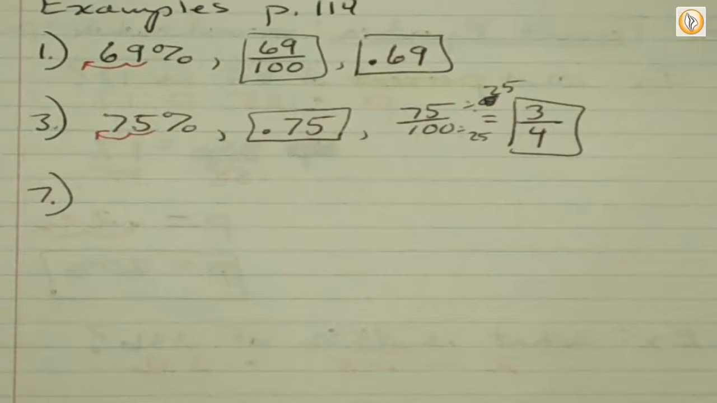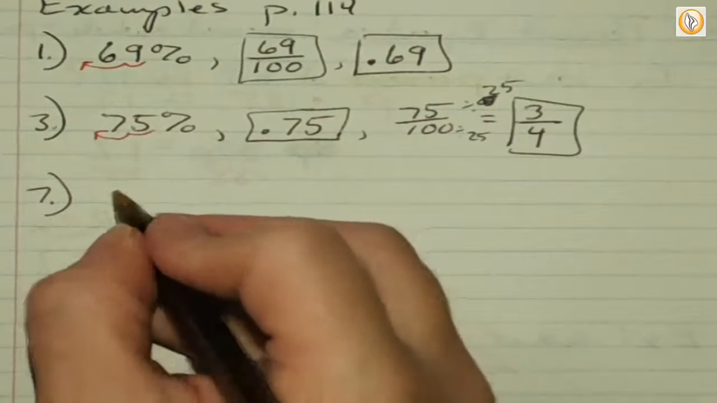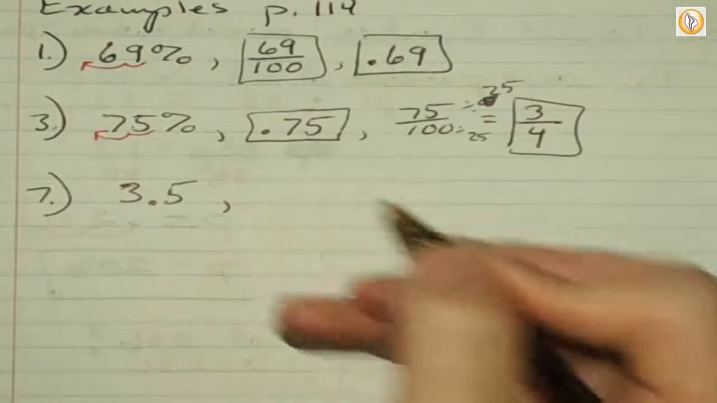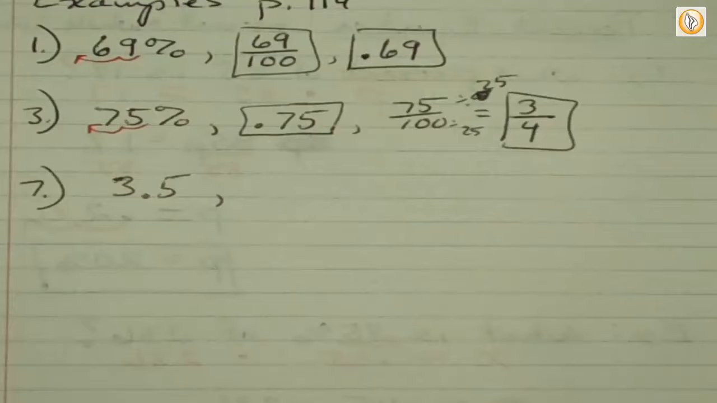All right, 7. 3.5. Emily, you can do percent first or fraction first.